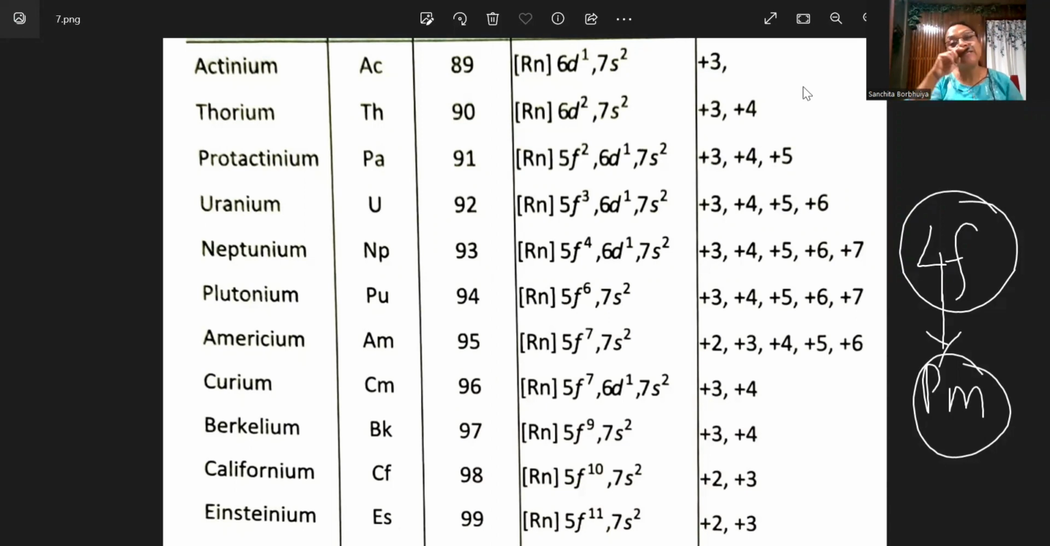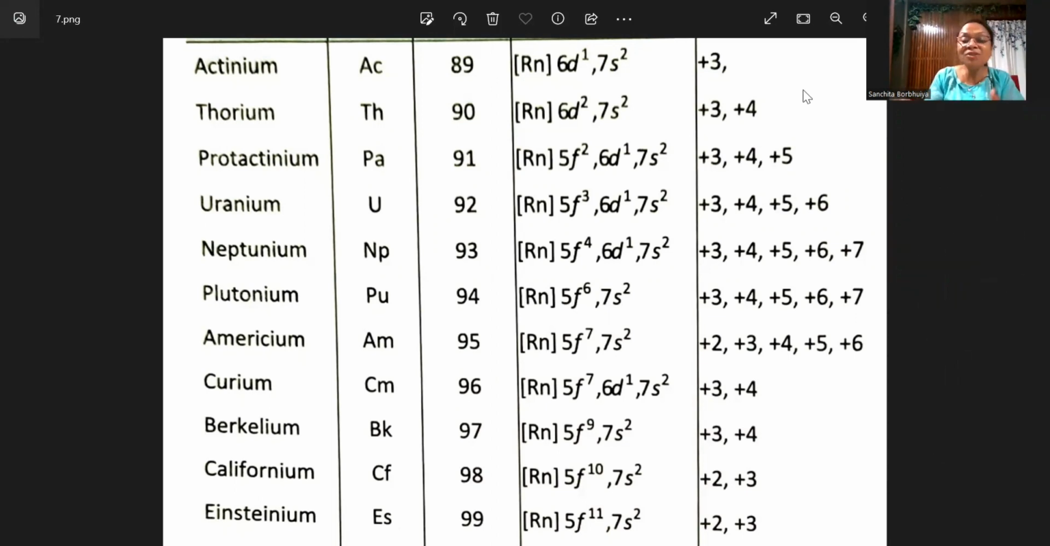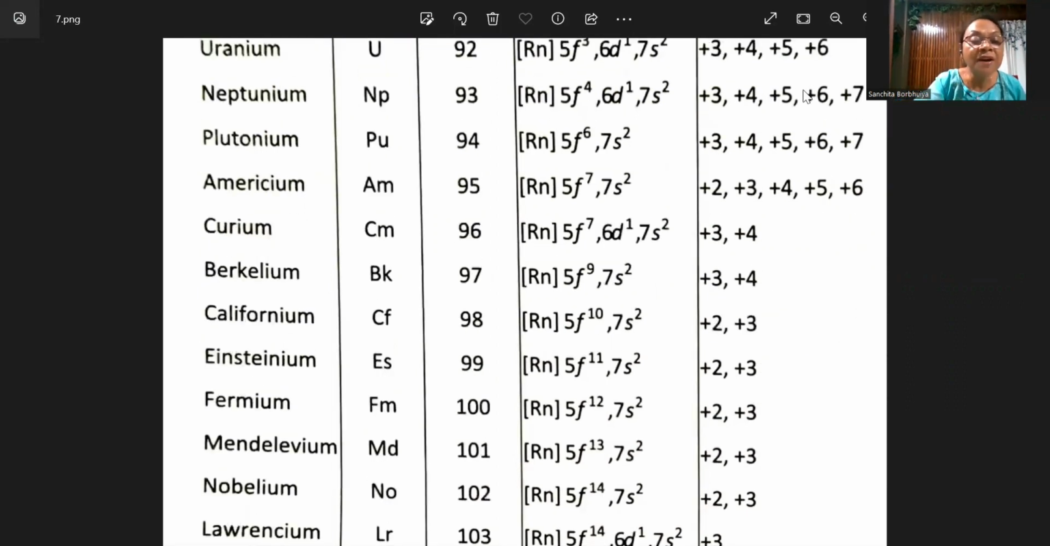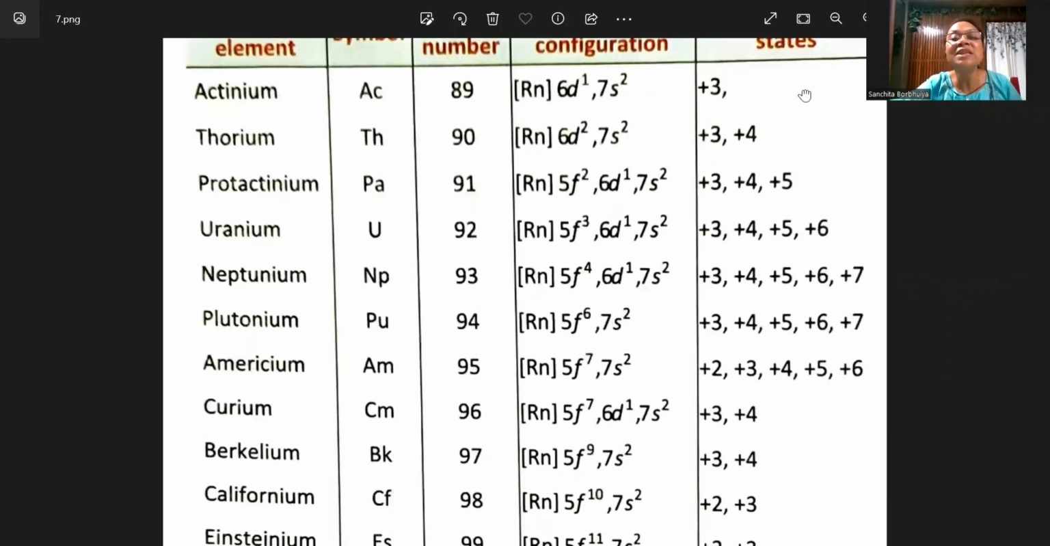Thorium, again 6d2 7s2. So here, weird things happen. They're radioactive. They have a short half-life, so most of the studies have not been done. Amongst those, a few known things have been listed down. So we have the elements actinium, thorium, protactinium, uranium, neptunium, plutonium, americium, curium, berkelium, californium, einsteinium, fermium, mendelevium, nobelium, and lawrencium. So you can just put this table near you.